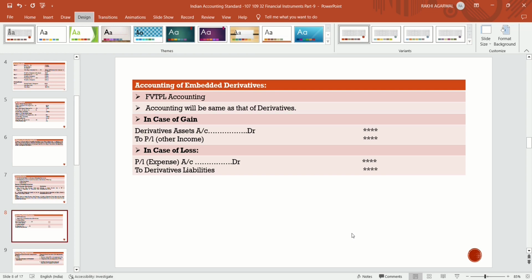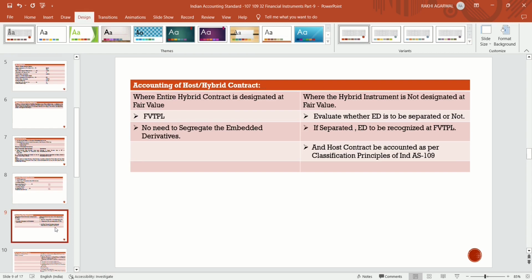But in case of gain, recognize as derivative asset account debit to PL other income. In case of loss, PL expense account debit to derivative liability. Now accounting of host or hybrid contract.